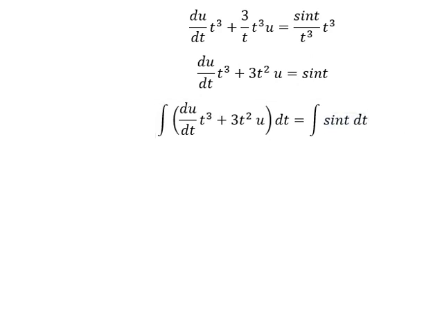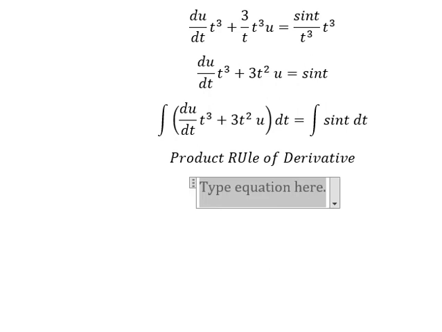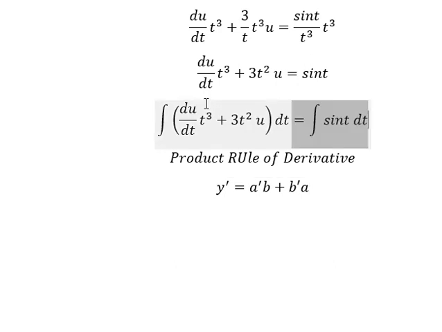So we can use the product rule of derivative. So we have the first derivative of y equals the first derivative of a multiplied by b plus the first derivative of b multiplied by a.